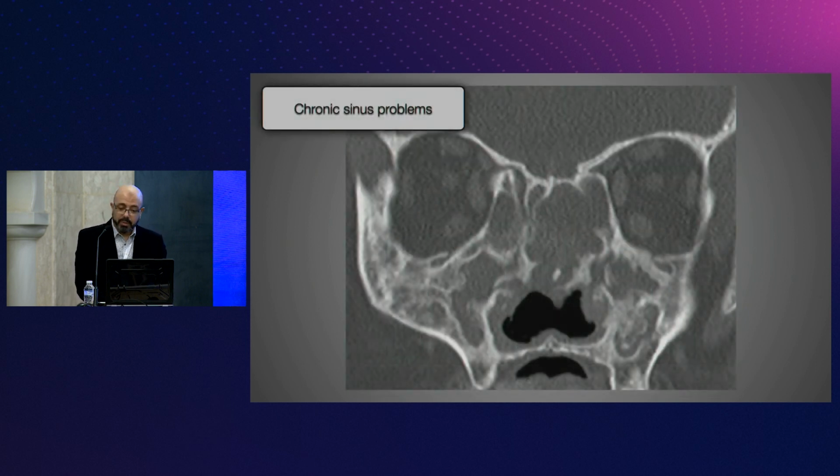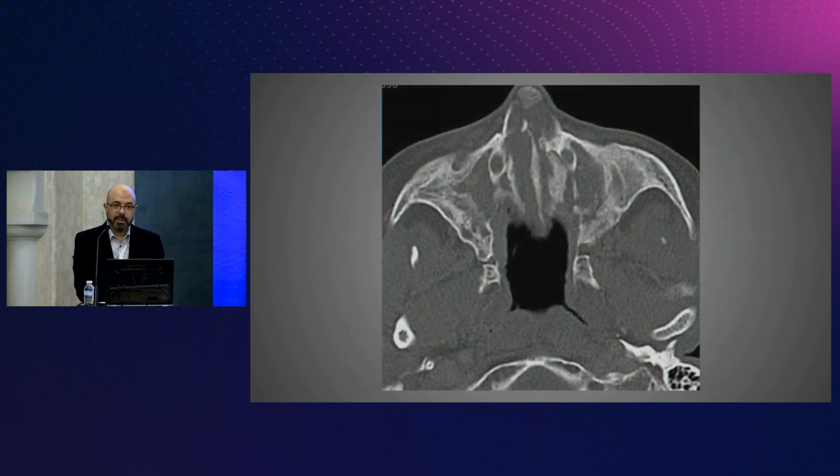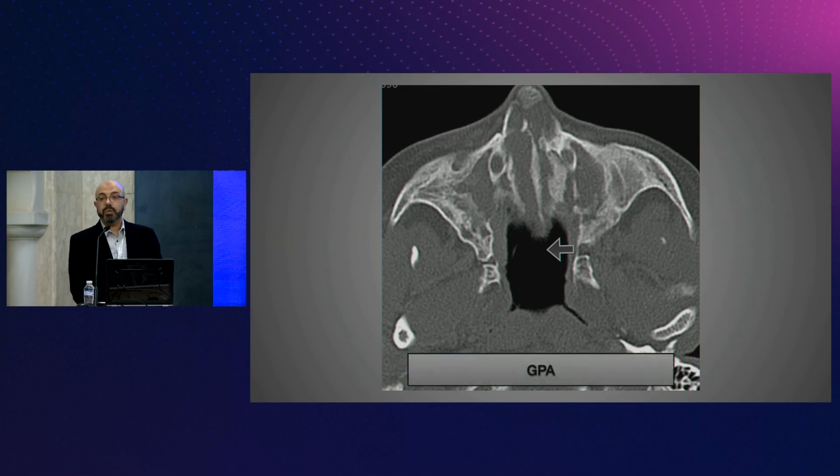Patient with chronic sinus problems, and here all the sinuses are involved. Hyperostosis, inflamed, completely opacified, right? And where's the bony nasal septum? It's completely gone, right? And this is what we see in cases of GPA. And in these cases, look for mucoceles as well. It's very common to have mucoceles.